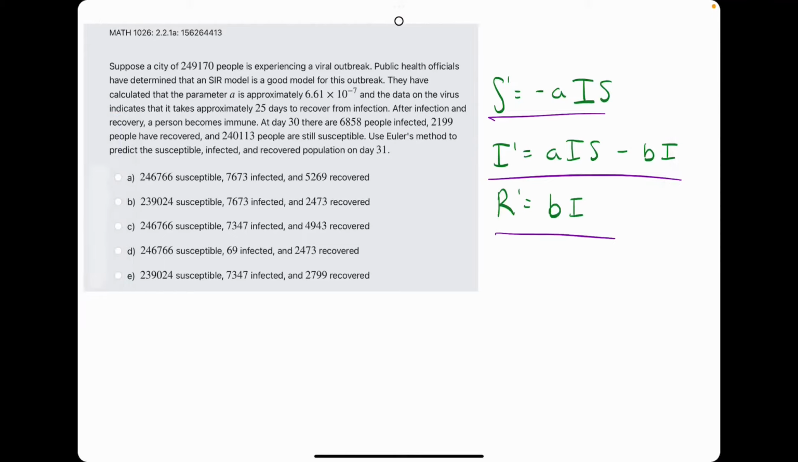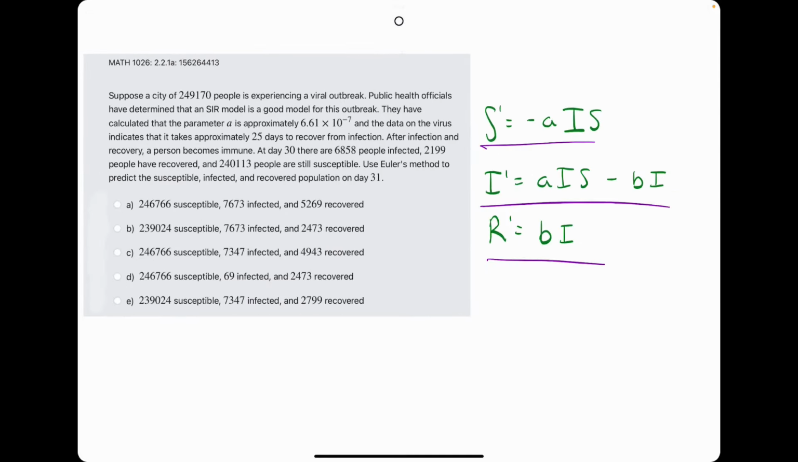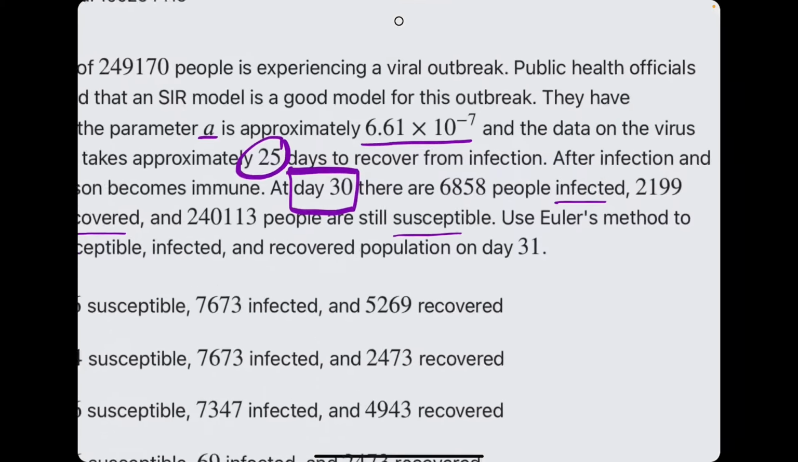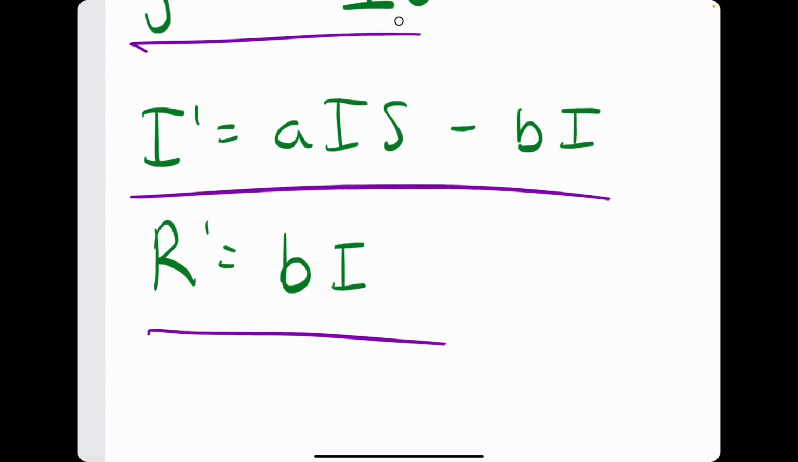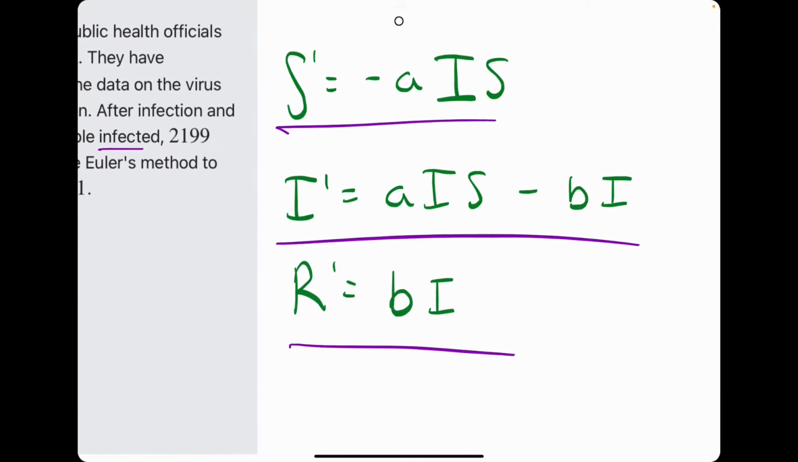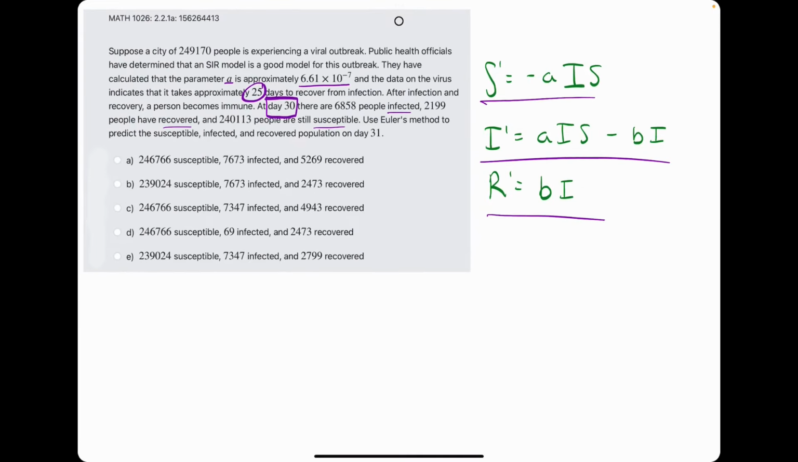Okie dokie. In this problem, they give us a huge statement, and we are just going to break down what we need to do. They basically give us some information about the number of people infected, recovered, and still susceptible at day 30. And the idea is, with those values along with the A value and the information required to identify what our B value is, we will find what S prime, I prime, and R prime are, or will be in this case.